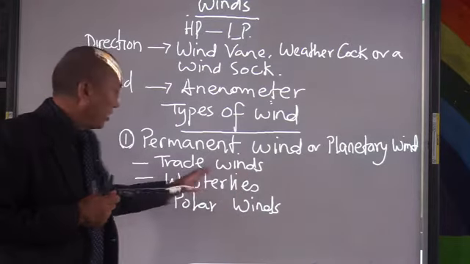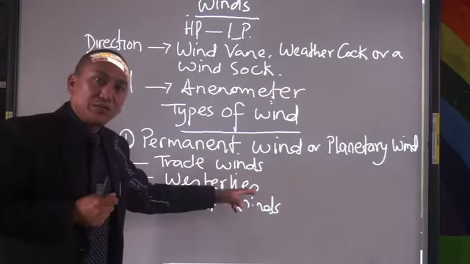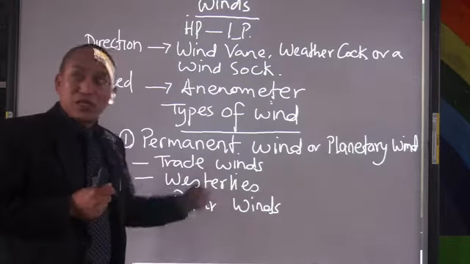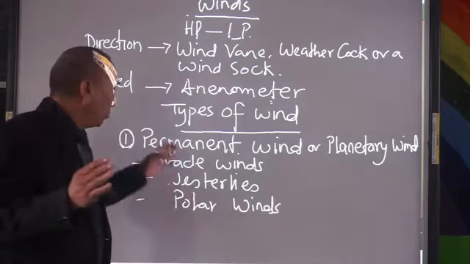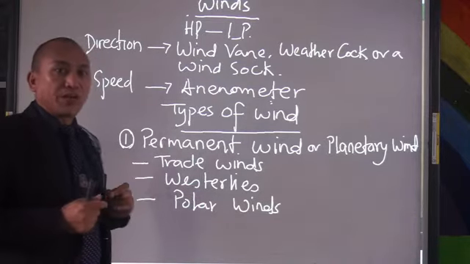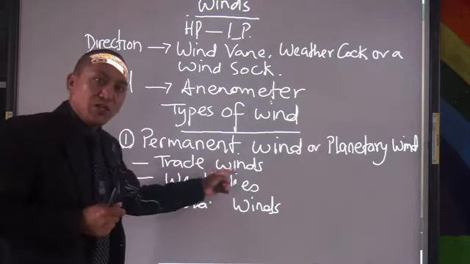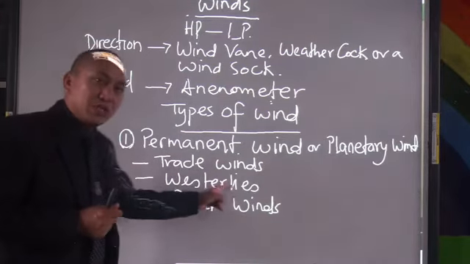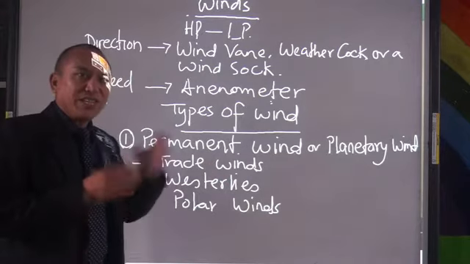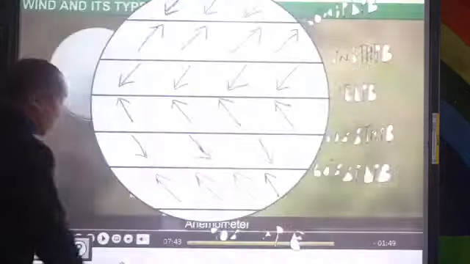Then we have the westerlies. Then we also have the polar winds. These are the permanent winds which blow constantly in the same direction. They are the trade winds, the westerlies, and the polar winds. So I'll just explain to you about these winds.